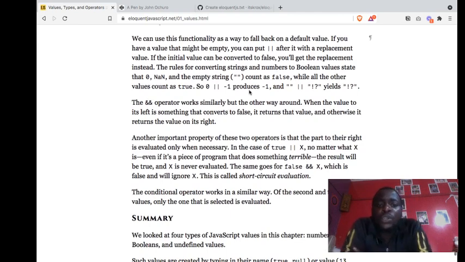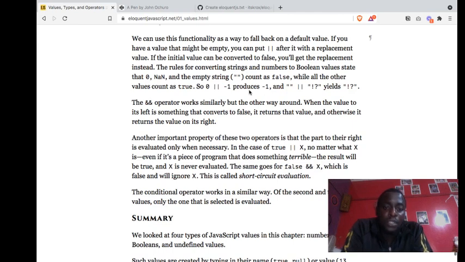The logical AND operator works similarly, but the other way around. When the value to its left is something that converts to false, it returns that value, and otherwise it returns the value to its right.